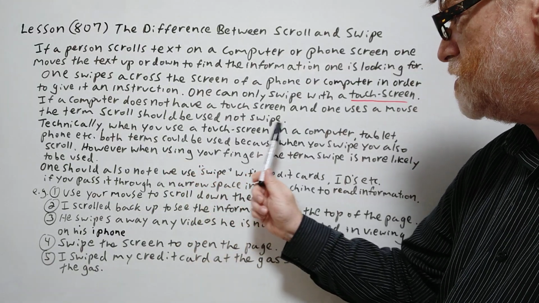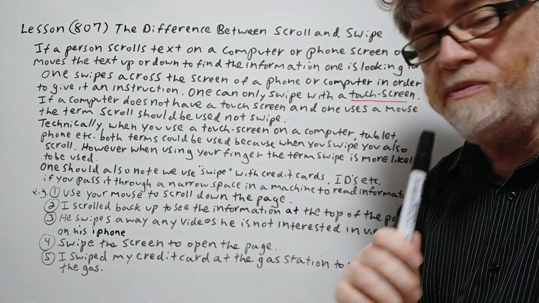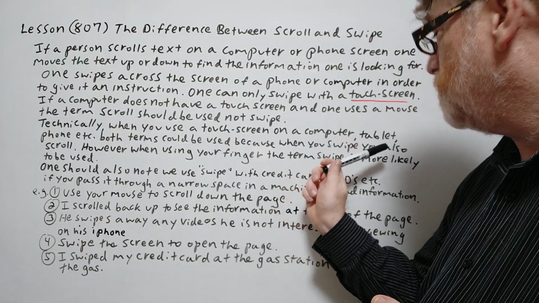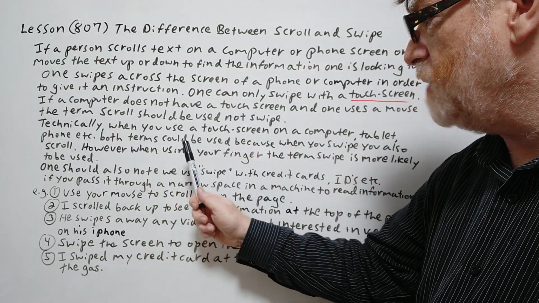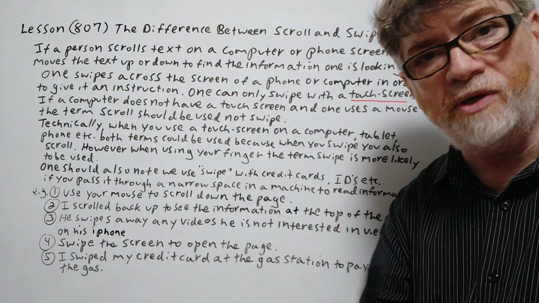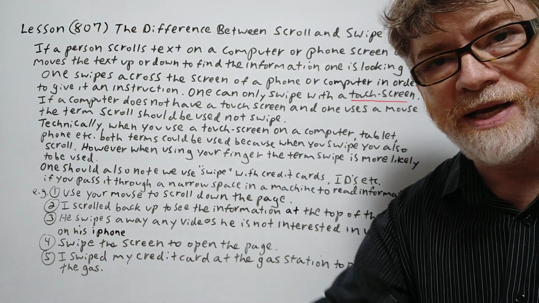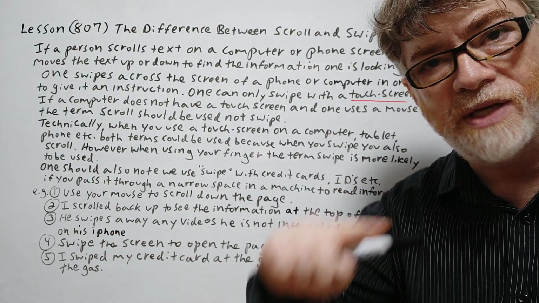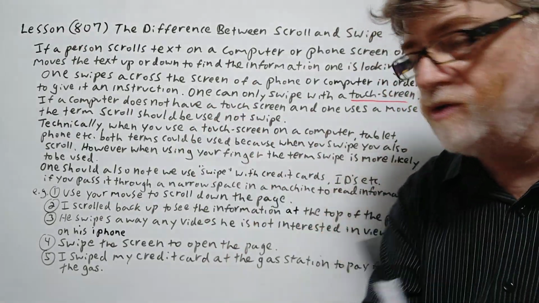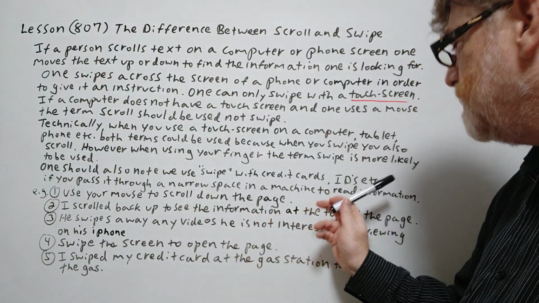Technically, when you use a touchscreen on a computer, tablet, phone, etc., both terms could be used. So again, this is where there is definitely crossover, because when you swipe, you also scroll. However, when using your finger, the term swipe is more likely to be used. It's more commonly used. So it would not be wrong to say scroll. It's just that you're more likely to say swipe when you're doing it with your finger or thumb or whichever finger you're using.